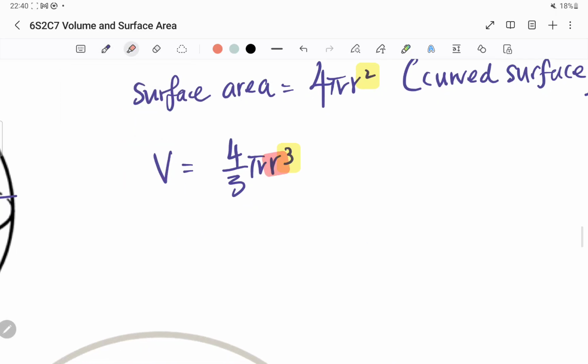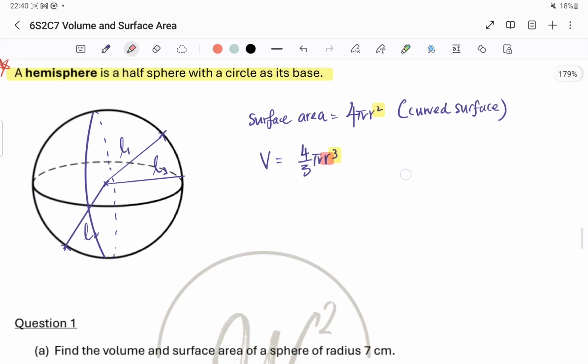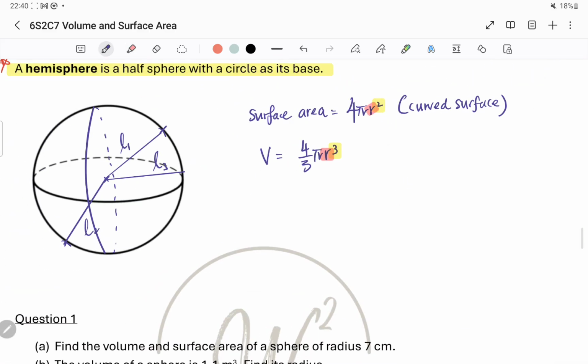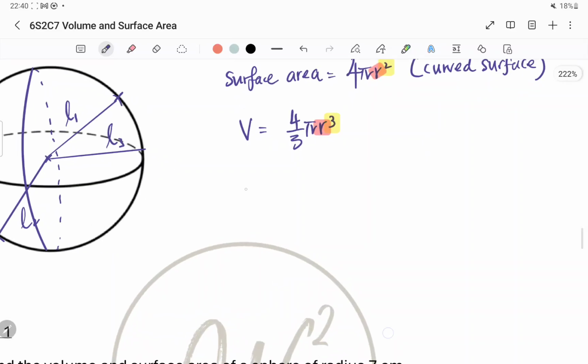So if you realize that you only multiply 2 times, it means that you cannot be getting a volume already. Okay, so you always remember cube, you always cube it for volume. So be careful on this thing. Then what about hemisphere? Be careful, hemisphere has a different thing. Hemisphere, if you do volume, is the same, but the special case will be your surface area.